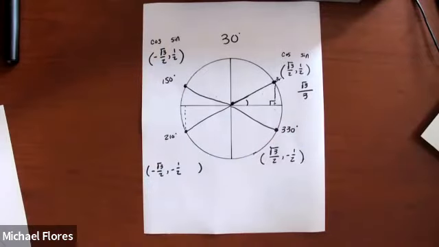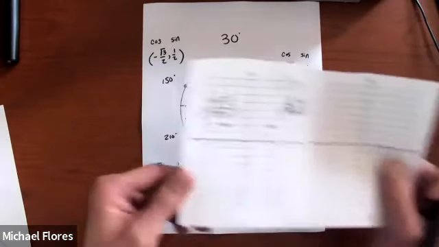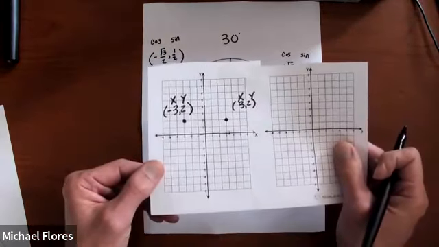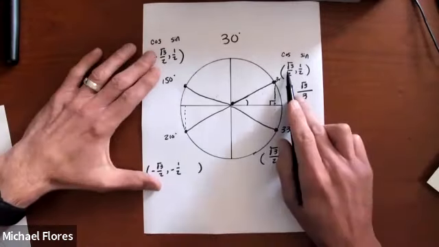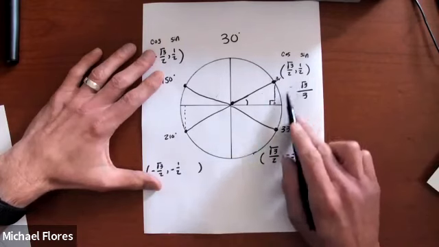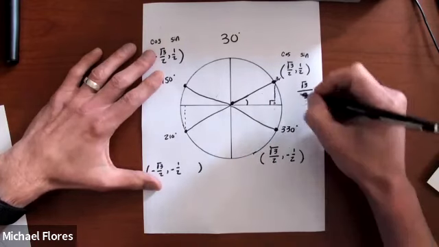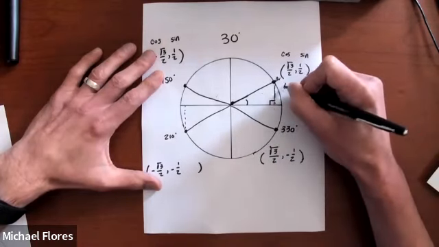Now, previously with rectangular coordinates, we used the letter M to signify slope, right? But since we're doing things a little bit differently, since this is now cosine, this is now sine, we're not going to refer to this as slope anymore. We're going to refer to this as the tangent value.